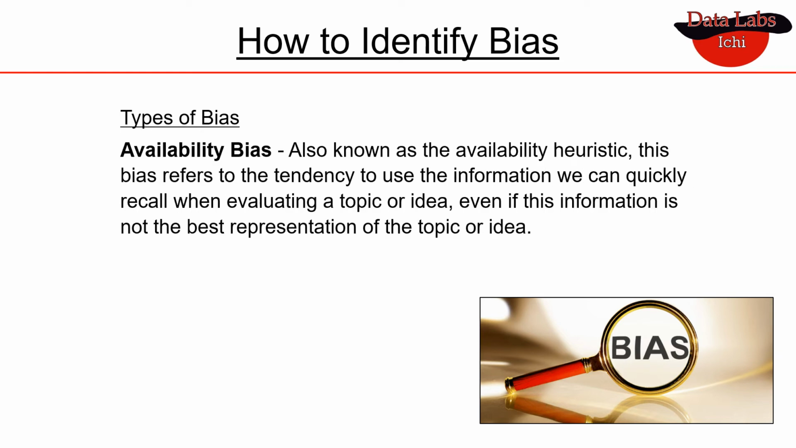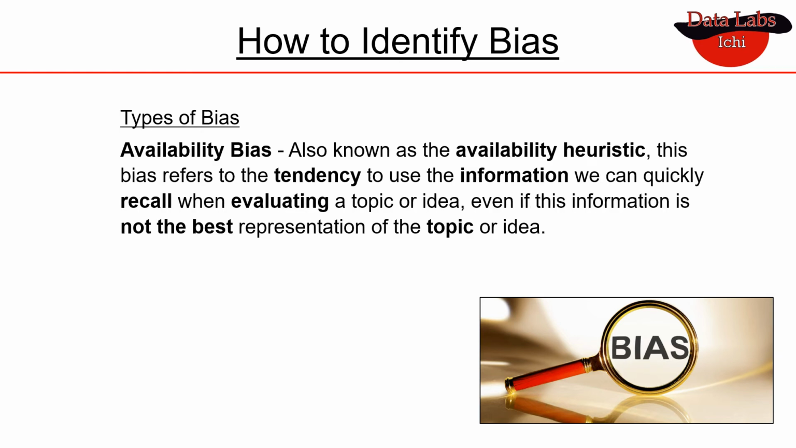Next, we're going to talk about availability bias. Availability bias is a type of heuristic, and this is the tendency to use information that we can quickly recall when evaluating a certain topic or idea. It's not always the best representation of the topic, but because it was easy information to remember and it was quickly available, we tend to believe that that is the correct information, having bias towards anything that says otherwise.